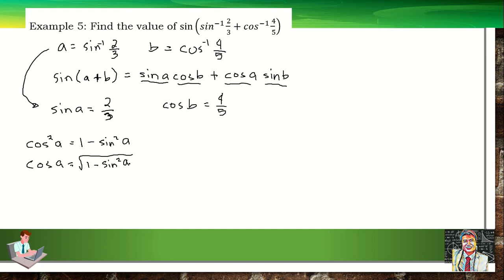Okay? So, substitute na natin. Meron tayong value ng sine A. So, this is cosine A is equal to square root of 1 minus, that is 2/3 squared. Okay? Gives us square root of 1 minus 2 squared. This is 4/9. Okay? So, sir, bakit Pythagorean identity ang ginamit?